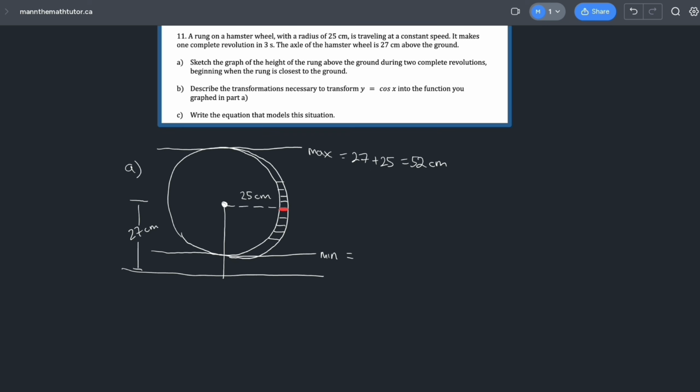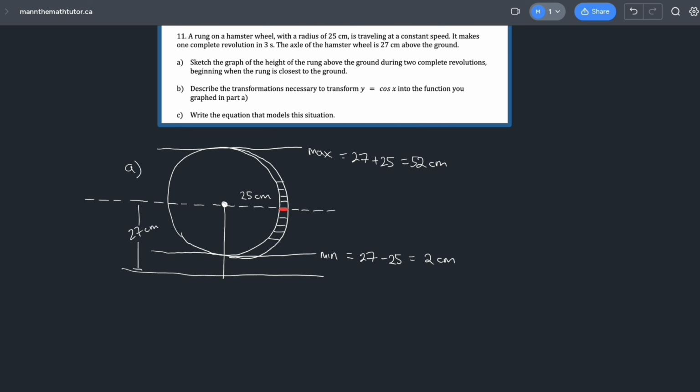We know that the axle is 27 centimeters and the radius is 25 centimeters, so we can find the difference, which is this little space here, by subtracting the two. 27 minus 25, that gives us 2 centimeters. All right, so hopefully you can start to see the diagram come together. We also know that right around the middle here, which is that axle point, we are 27 centimeters above the ground.